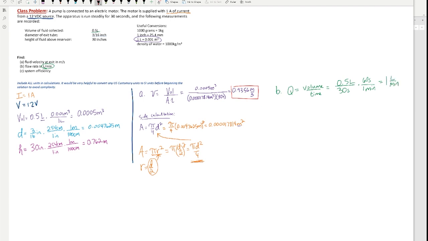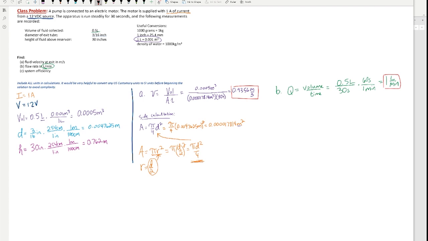Now this is a number that is a lot easier to understand. You can visualize a bottle that holds 1 liter of liquid. If you hold that bottle under the exit tube, it would take 1 minute in order to fill that liter bottle. That's pretty slow, and so we can kind of predict that our efficiency will probably not be very good, but that's a lot easier for us to visualize, 1 liter per minute, as opposed to 0.9356 meters per second for our velocity. That's hard to visualize, but the flow rate is something we can understand a little bit easier.